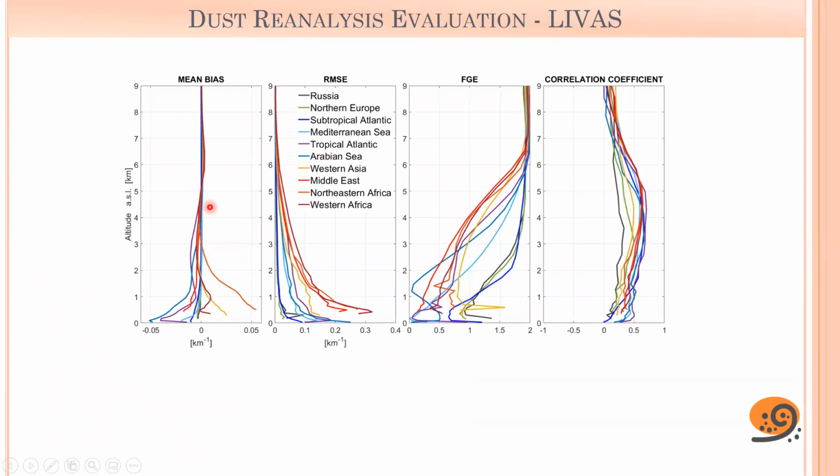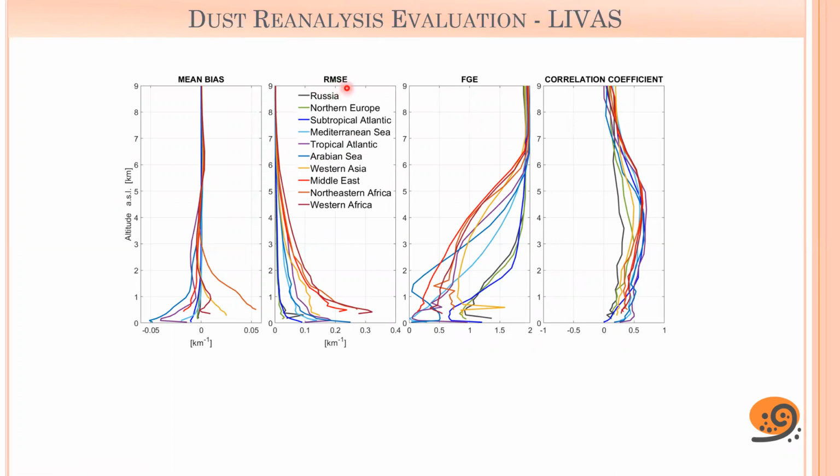Then between 2 and 6 kilometers, the mean bias is very low in all subregions, with moderate underestimation under 5 kilometers and insignificant underestimation over this level.